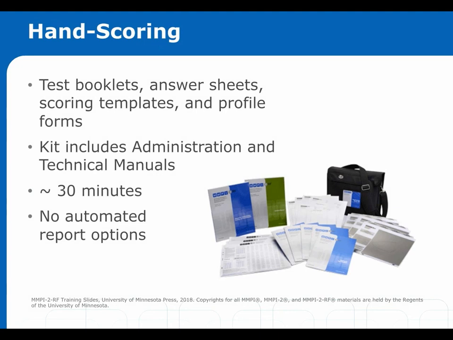Additionally, for test users interested in pencil-paper administration and scoring, a hand scoring kit is available. This kit includes MMPI-2-RF test booklets, answer sheets, scoring templates, and forms on which you can record a test taker's MMPI-2-RF score profile. Also included in this kit are the administration and technical manuals, as these contain information you will need during the hand scoring and interpretation process.